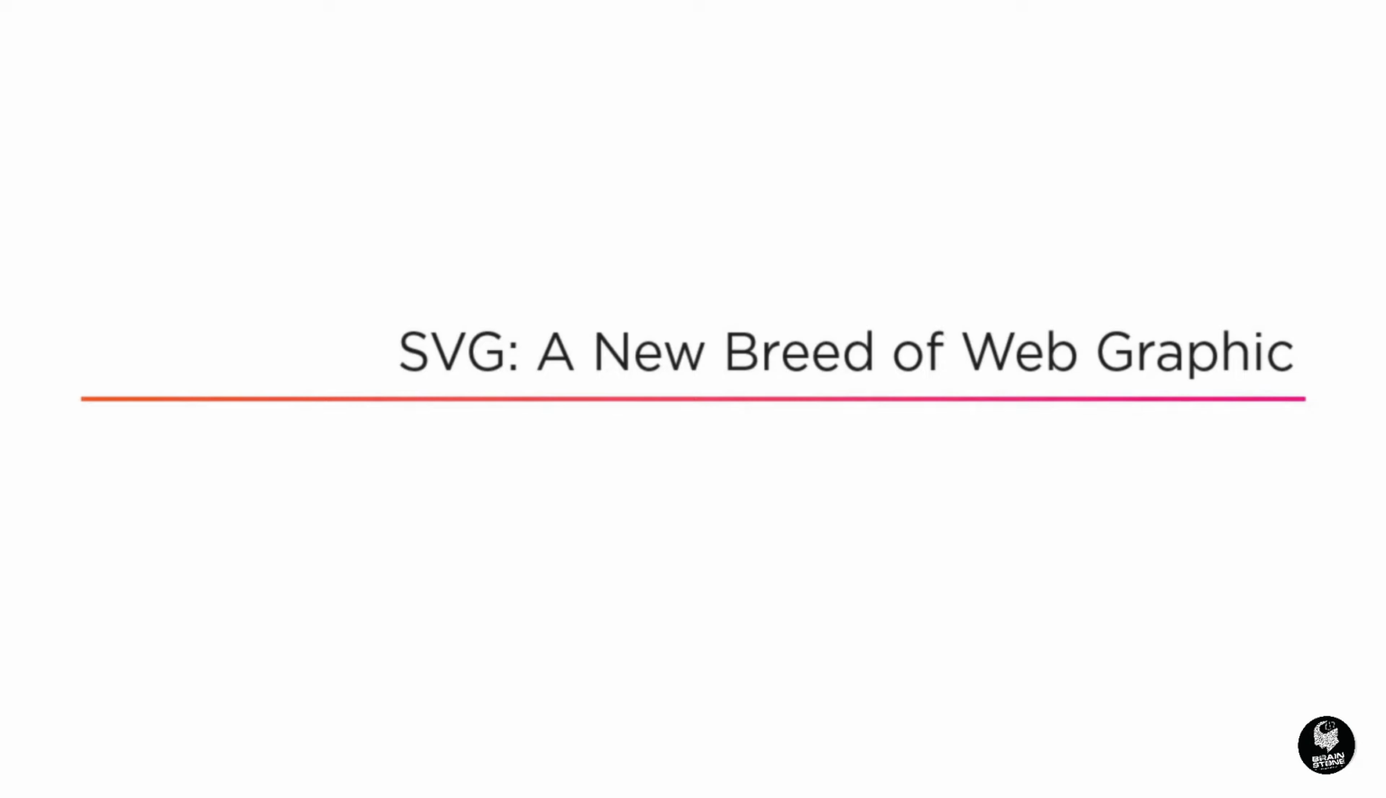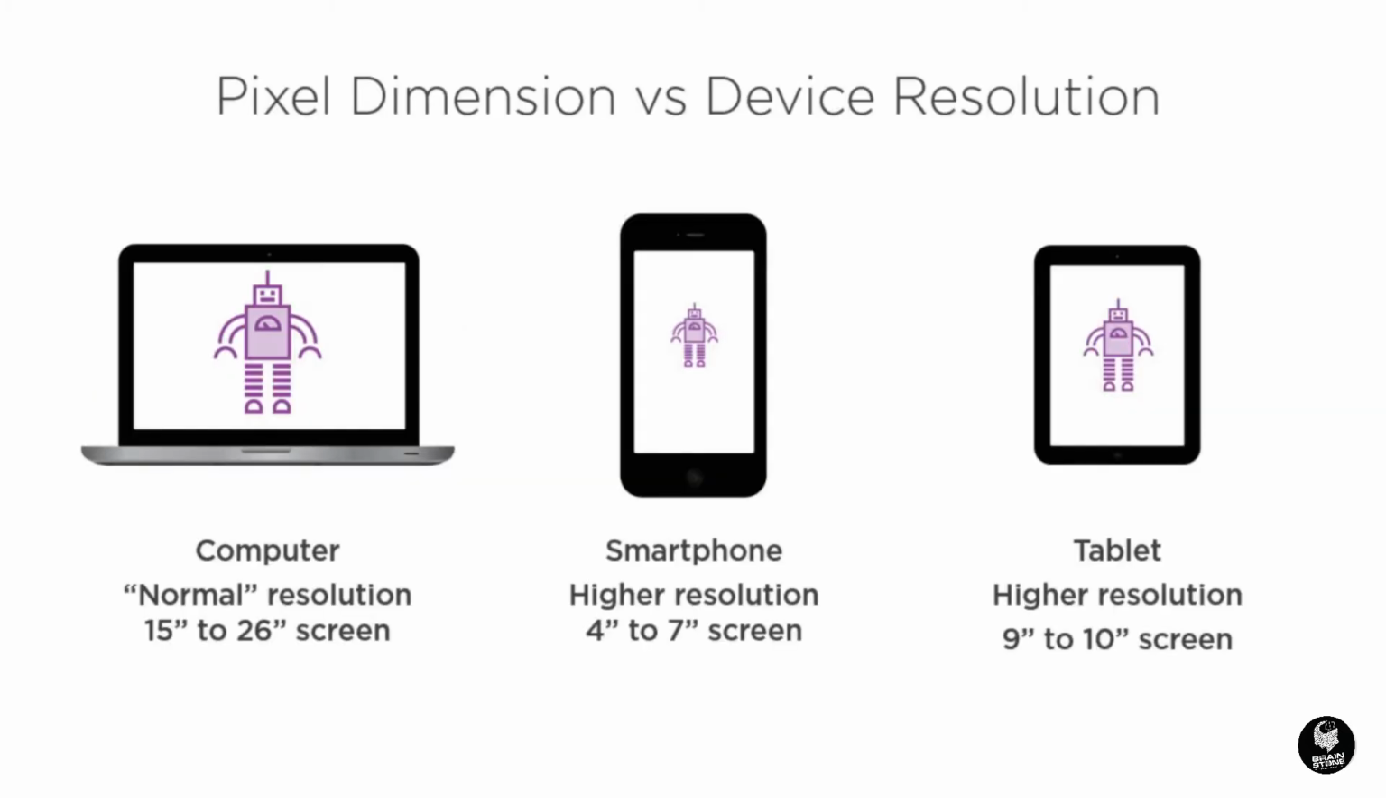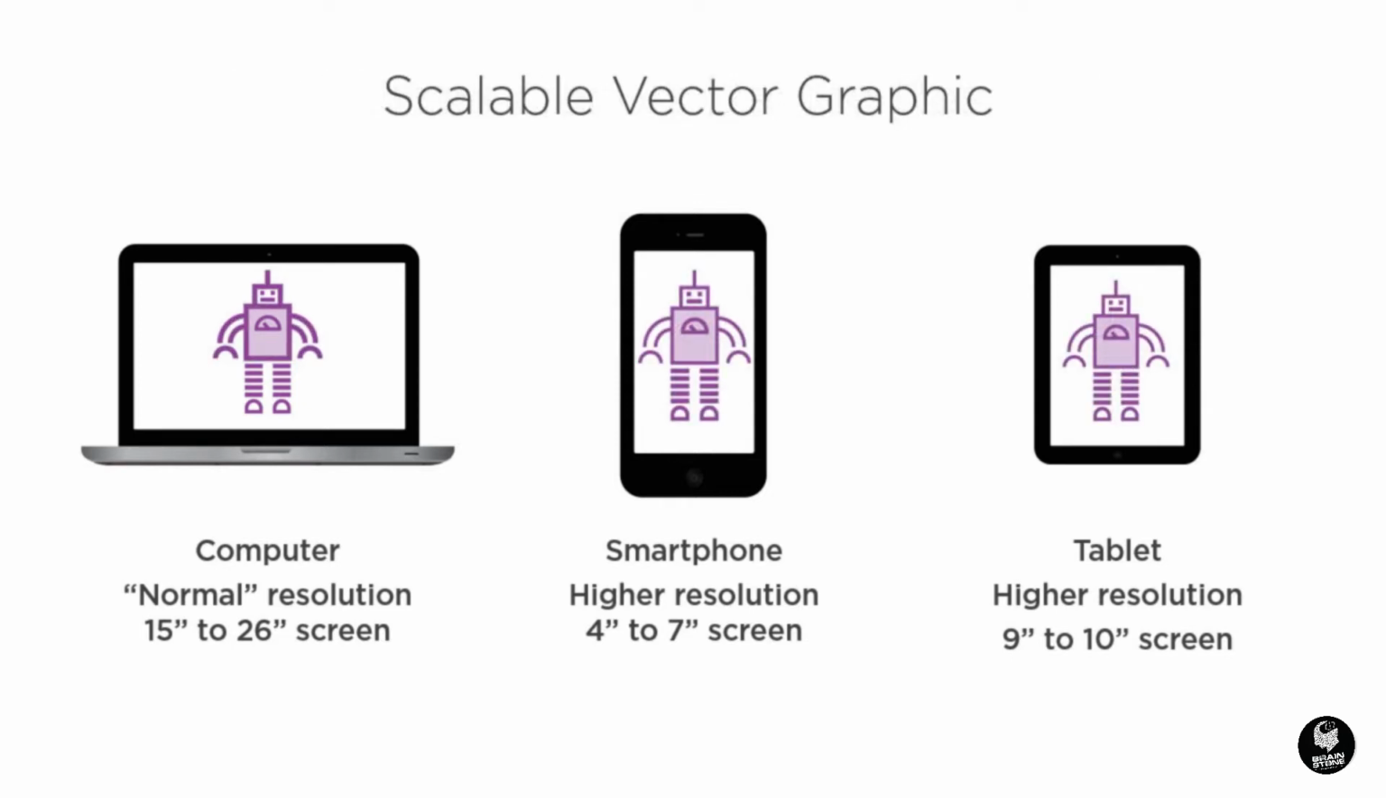Earlier in this module, we discussed pixel dimensions and device resolution. Now, the basis of this discussion has to do with the fact that most web graphics are delivered in a raster format and are therefore tied to a specific size. Now, these static size graphics may look fine on one device, but be barely visible on another. So what if you could display a graphic at any size and it still look pixel perfect on every device?